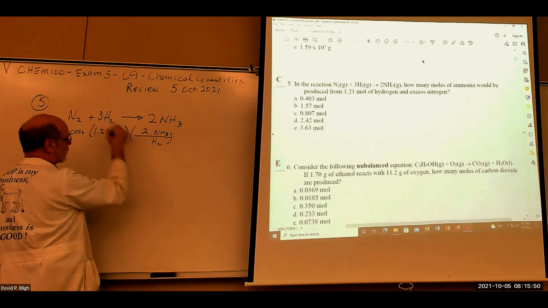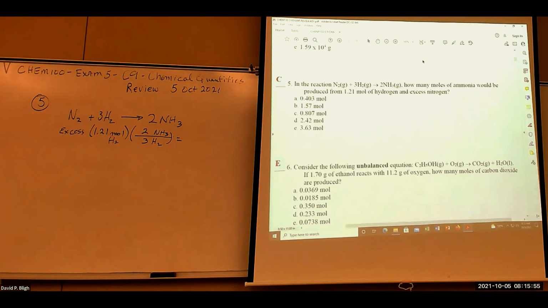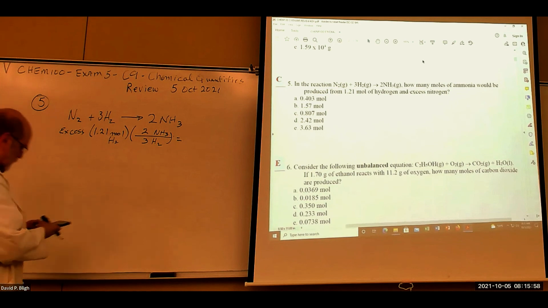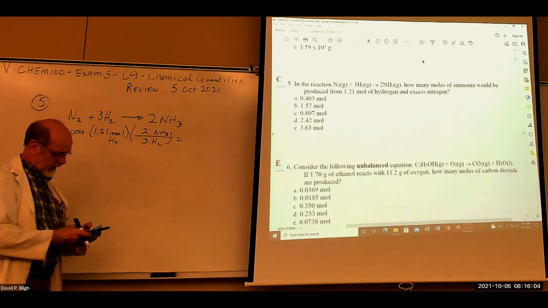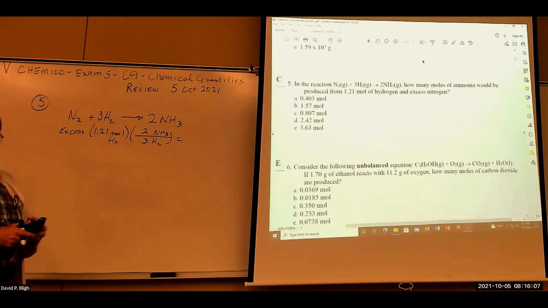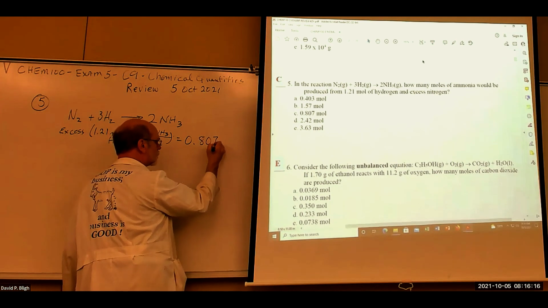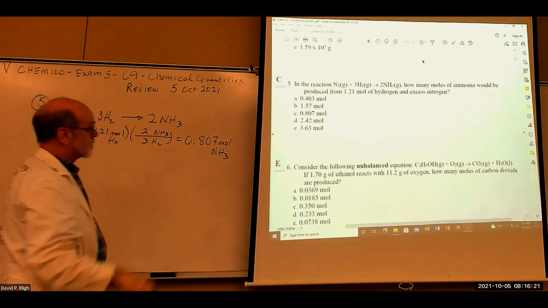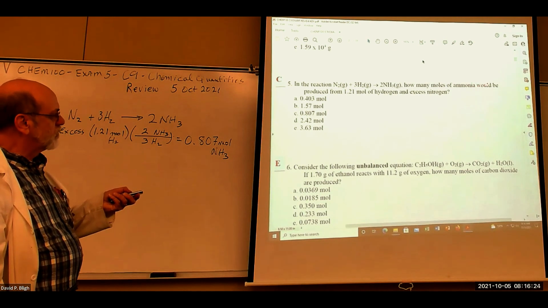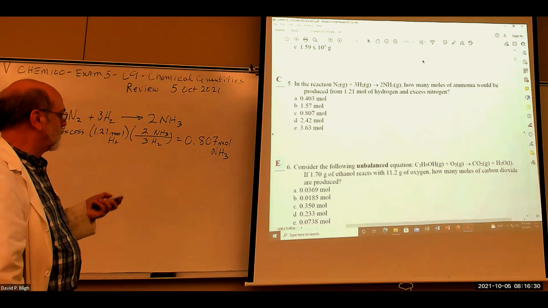So we have 2 here, 3 there. Let's see. I'm going to use my calculator for this one. And I get 0.807 to 3 significant figures: 0.807 moles of ammonia. Does that answer our question? How many moles of ammonia? Okay, there it is right there. 0.807 moles of ammonia.